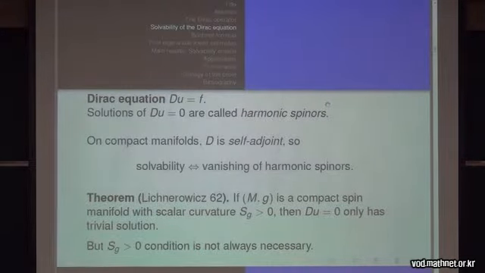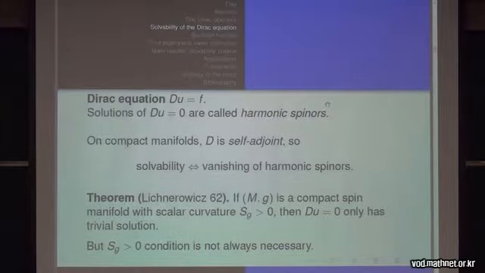So if we want to solve the Dirac equation, the solutions of the homogeneous equation are called harmonic spinors, because on compact manifolds D is self-adjoint, so the solvability of the Dirac equation is equivalent to the vanishing of harmonic spinors. A result due to Lichnerowicz says that if the manifold is compact and spin with positive scalar curvature, then the homogeneous equation only has the trivial solution. That is the vanishing of the harmonic spinors.